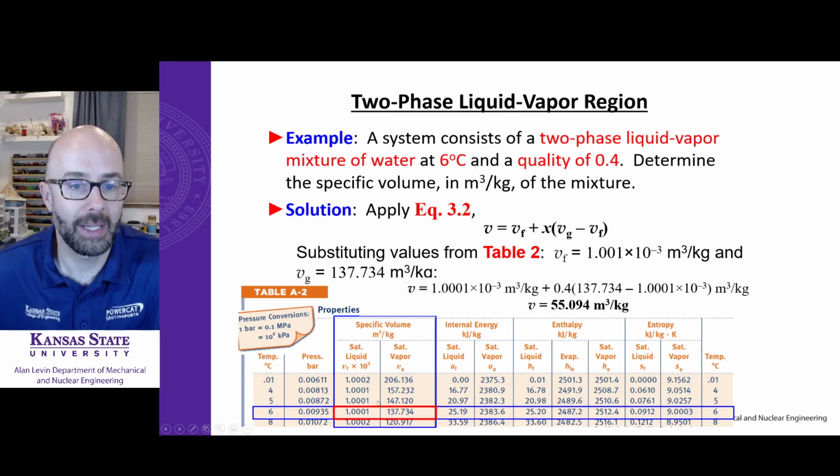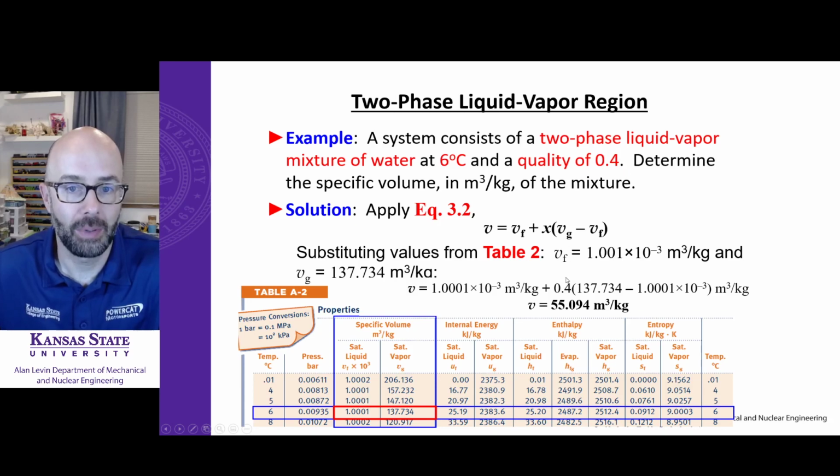And I'm going to remember that my saturated liquid is going to have that times 10 to the minus third that I have to put in here. Okay, and now I'm just going to plug and chug. It looks like I made a mistake here. I need to put 1.0001 times 10 to the negative third. I'm going to put that in here as VF plus my quality, which is given to me as 0.4.